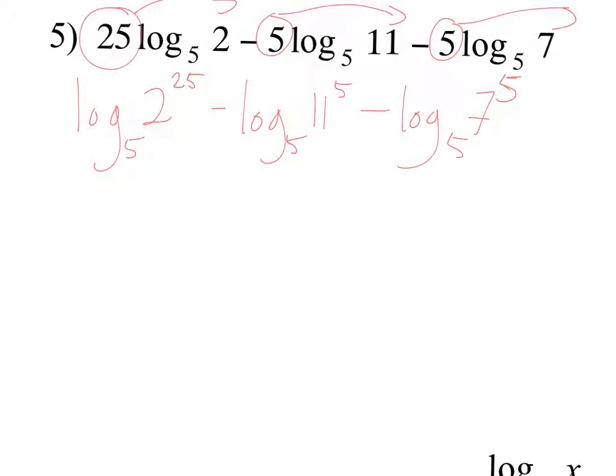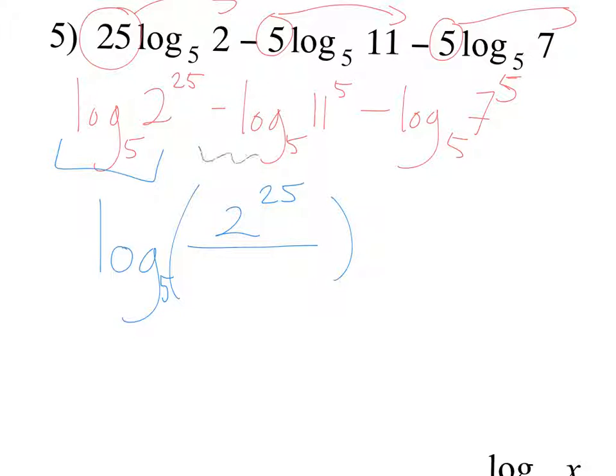Okay, for ones with both positives and negatives, I tend to build a log, and this log base 5 with a nice fraction on the inside. Positive stuff goes on top, so that's going to be 2 to the 25th. Negative stuff goes on the bottom, so that's going to be 11 to the 5th, 7 to the 5th. And at this point, I am done.